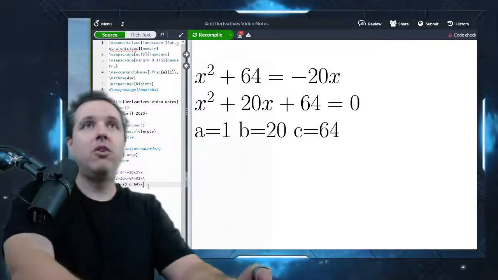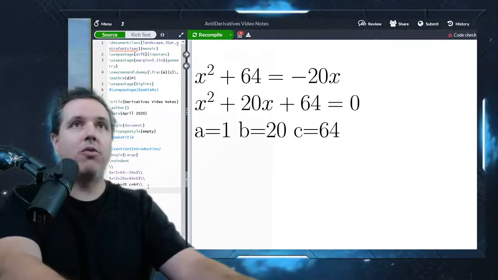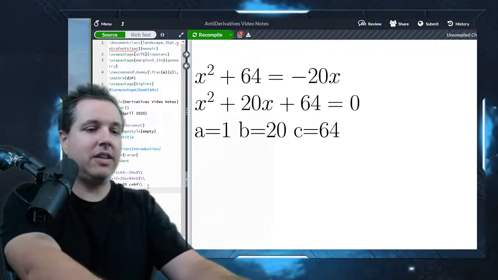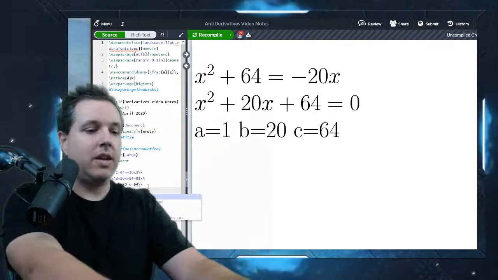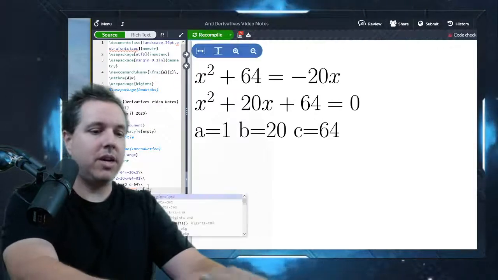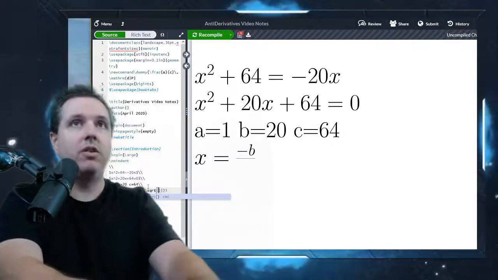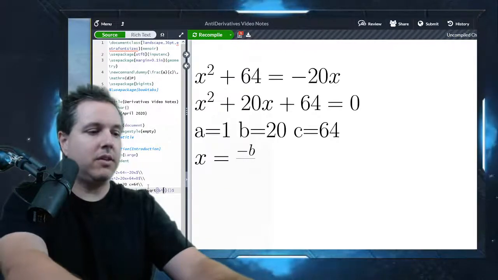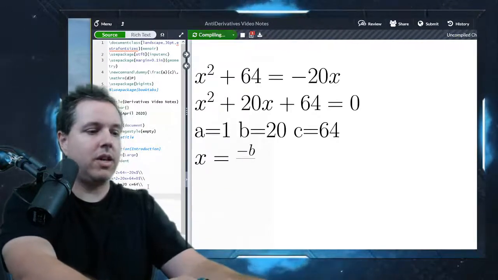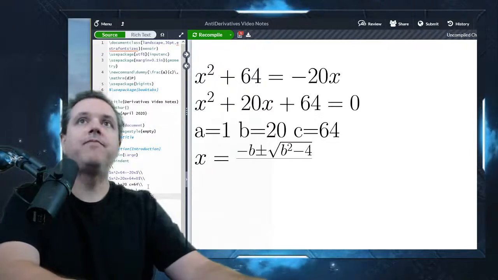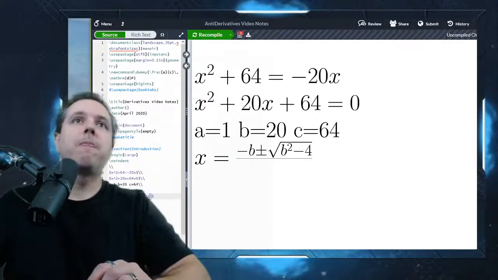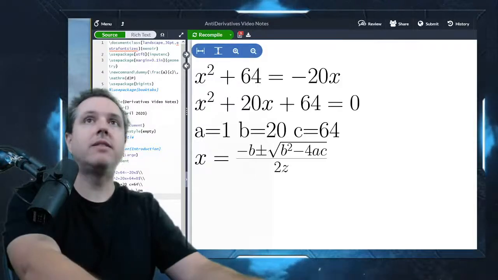Okay, so we have a quadratic formula, and that quadratic formula says that x equals negative b plus or minus the square root of b squared minus 4ac, all over 2a.